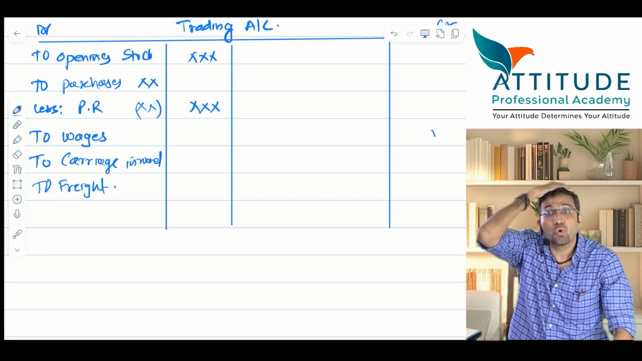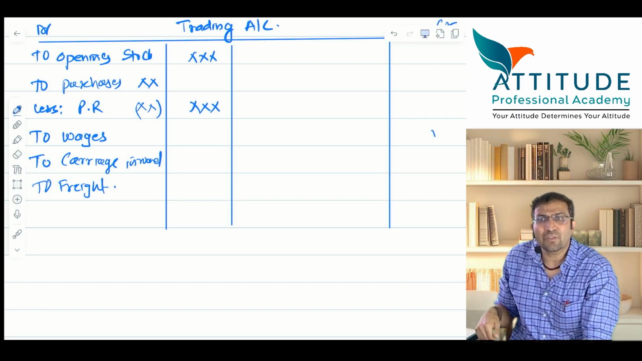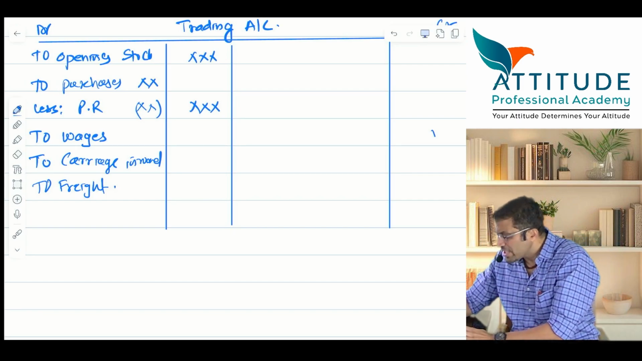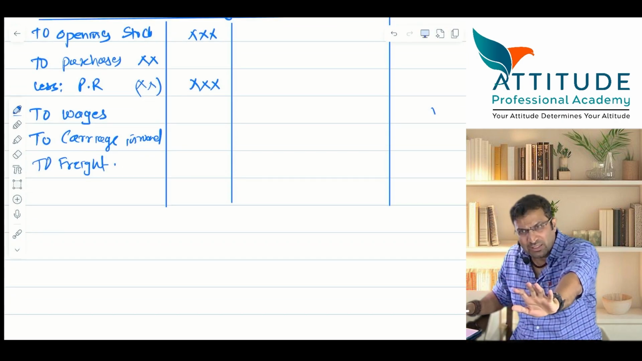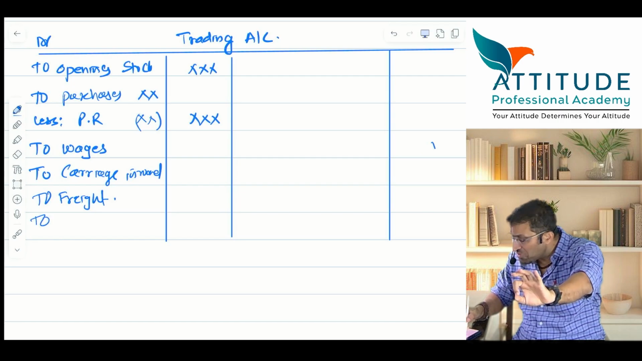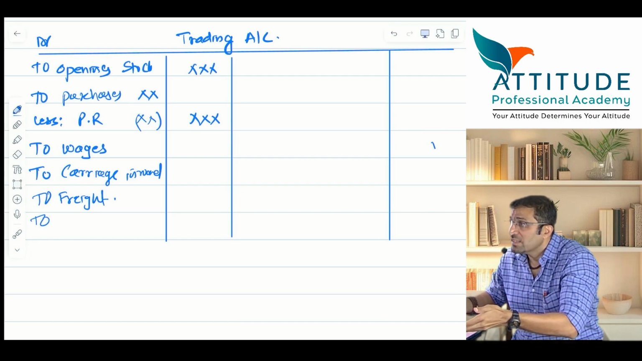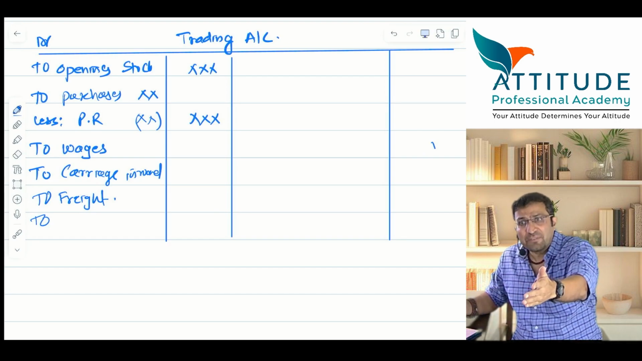Understood? Now you understood. Go back and check any book. I don't want to name the author, but some of the authors have taken lighting, gas, water in the trading account. That is for production and manufacturing.